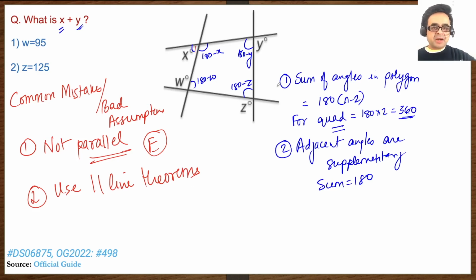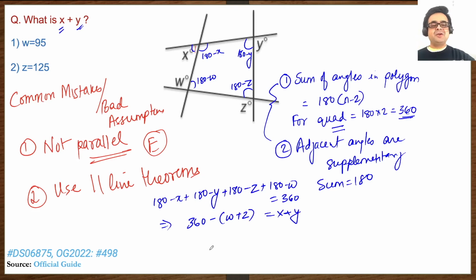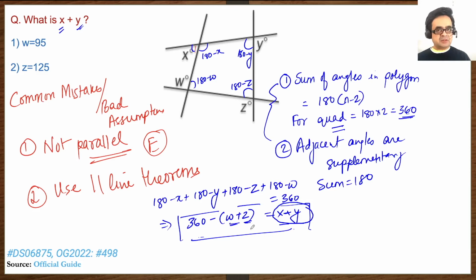Okay, so when we combine these two formulas, we get 180 minus x plus 180 minus y plus 180 minus w plus 180 minus z equals 360, and finally we come to this particular relationship, which is 360 minus (w plus z) equals x plus y. So when we are trying to figure out x plus y, really we have to figure out if we can find w plus z. If only one of them is given, that is not sufficient. If both of them are given, then it will be sufficient.